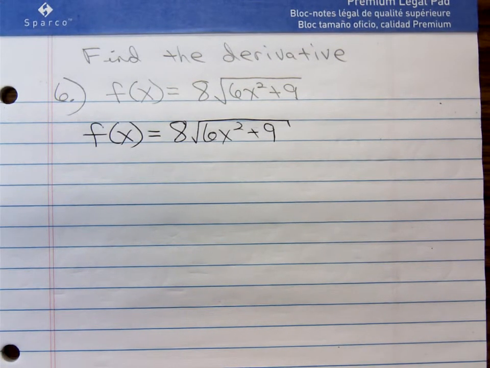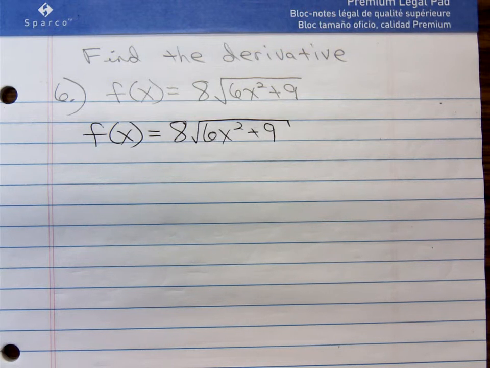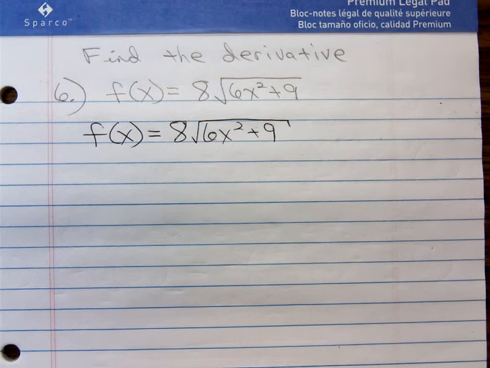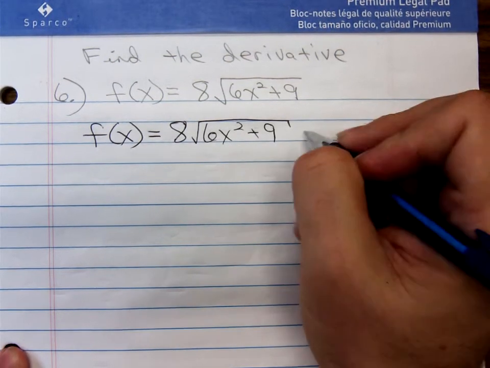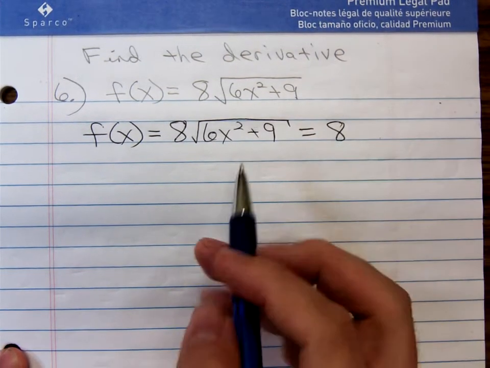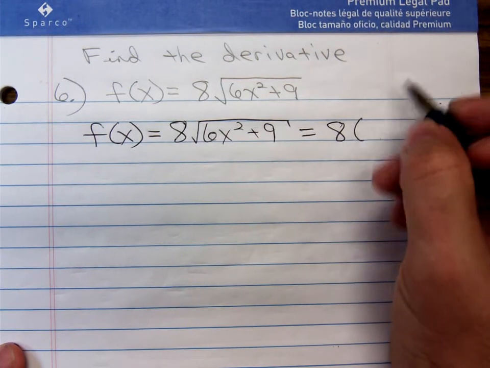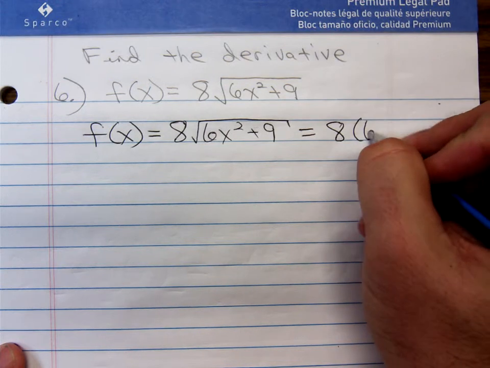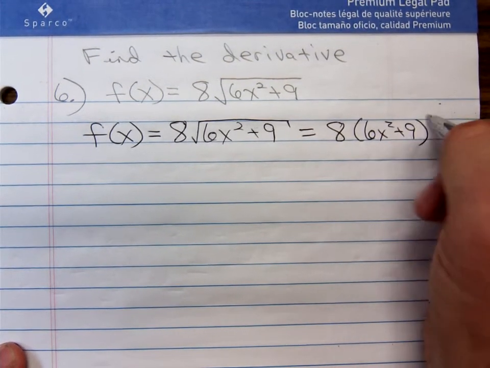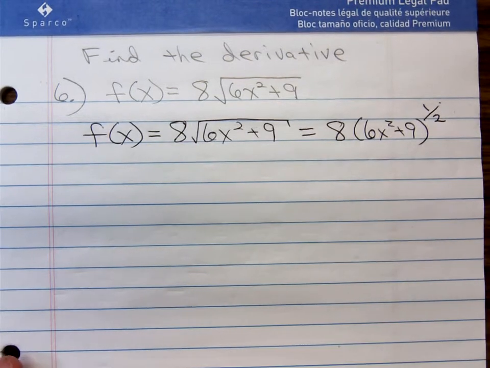From here on in, the rest of the semester, whenever you see a function written with a radical, what are you going to have to do? Change the radical to an exponent. It's going to be a fractional exponent. It'd be negative if it were in the denominator, but it isn't. The square root of 6x squared plus 9 is the same thing as 6x squared plus 9 to the 1/2 power. And now we're ready to differentiate.